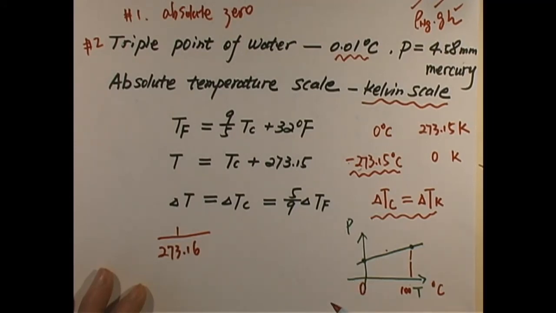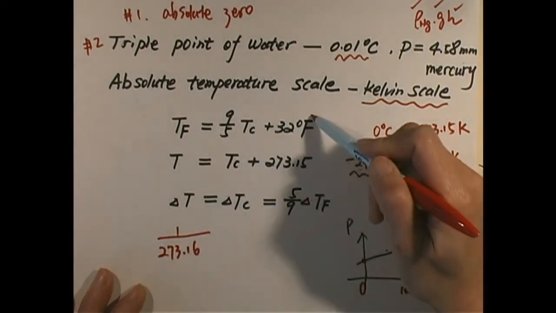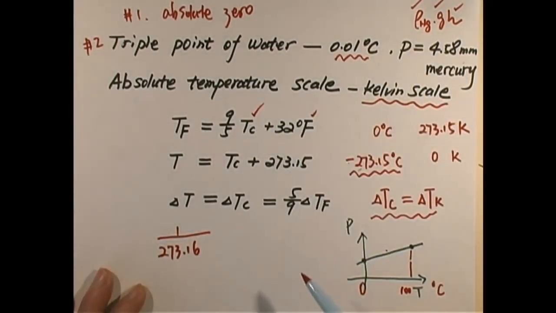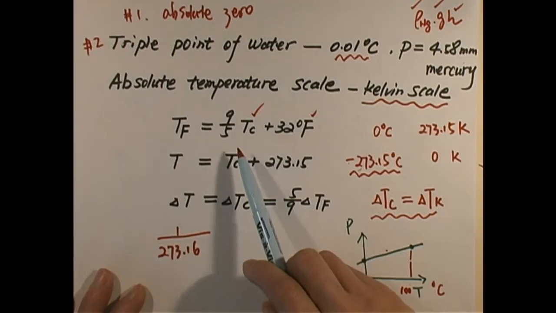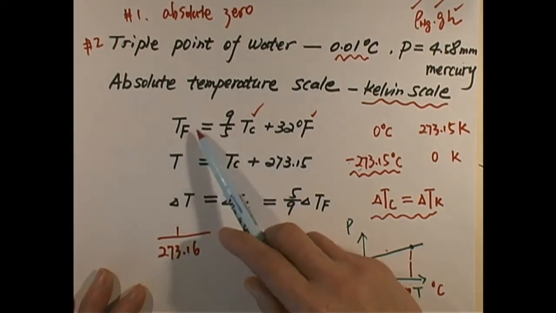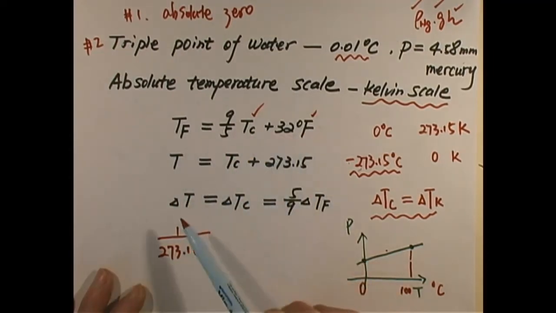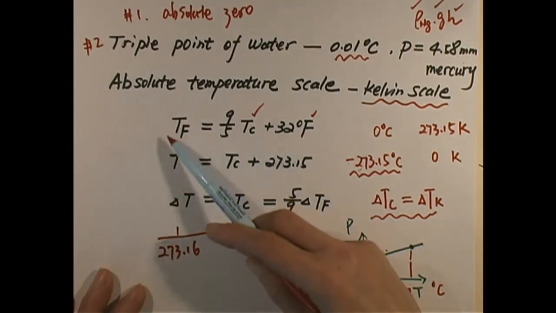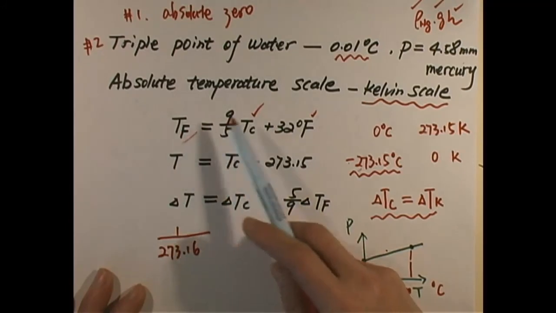Second, we need to know the relationship between Celsius and Fahrenheit that we know from before. If you want to convert Celsius to Fahrenheit, this is the equation that you use. And if you want to convert backwards, obviously you plug in the Fahrenheit and you can convert to Celsius.